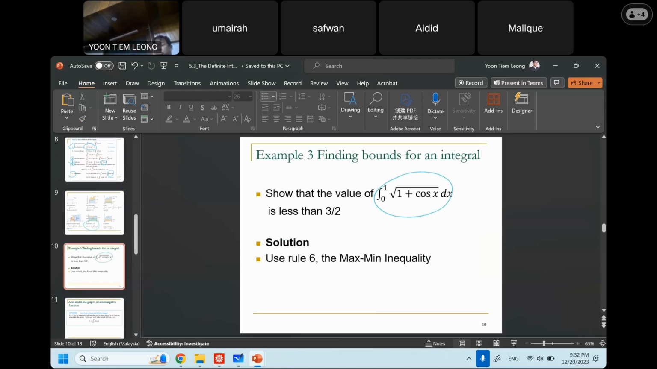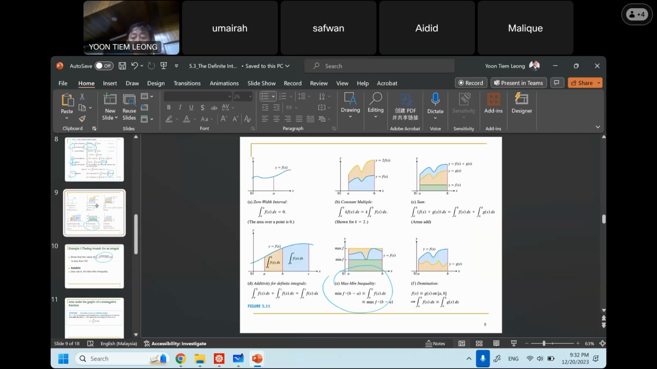So this example 3 asks you, what is the definite integral of this function, square root of 1 plus cos x, for the lower limit 0 and upper limit 1? The question does not ask you what its value is, but asks you to show that its value is less than 3/2.